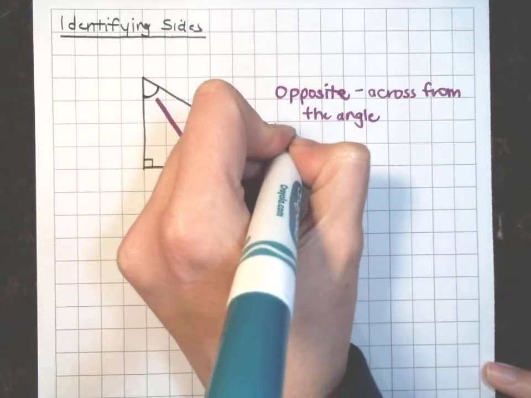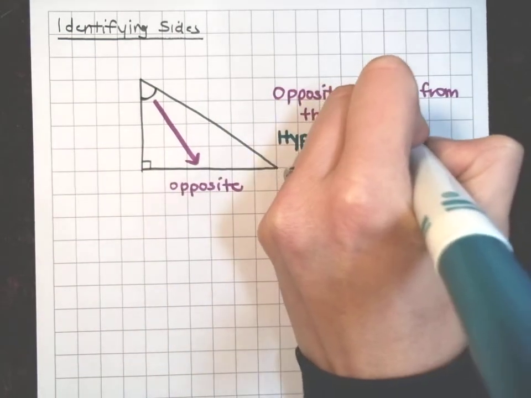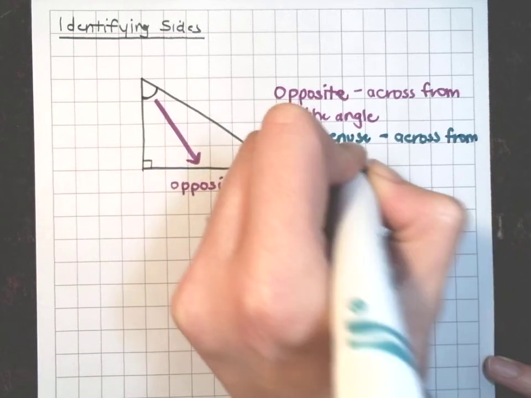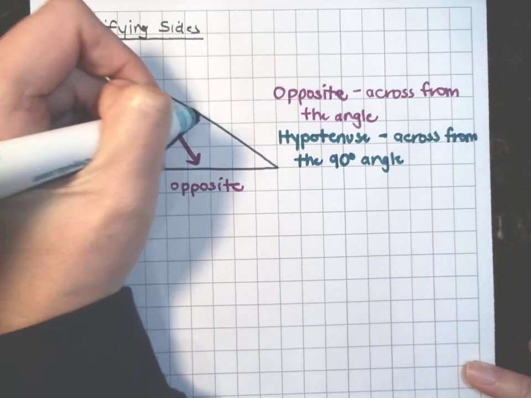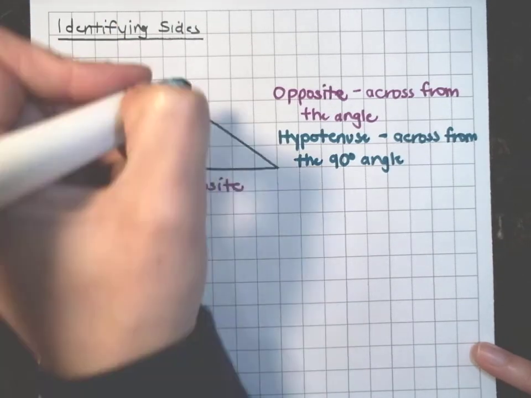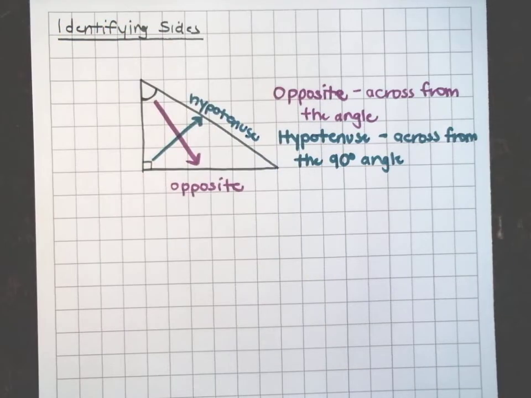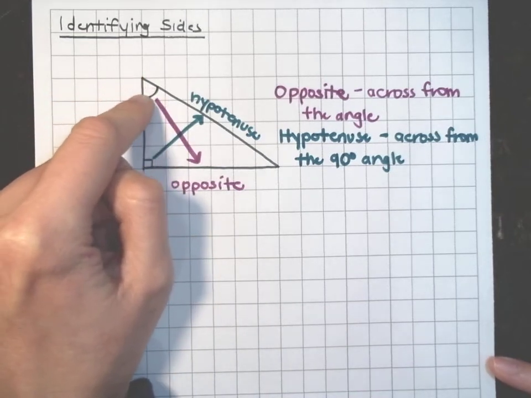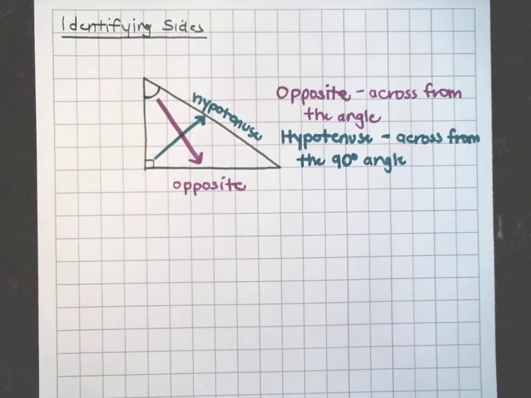Then we have the hypotenuse, which is across from the 90-degree angle. Which you had to do this for Pythagorean theorem, so hopefully that seems familiar. And then the only side that should be left is our adjacent side. So it's right next to the angle, and it's not the hypotenuse and it's not the opposite, it's the adjacent.